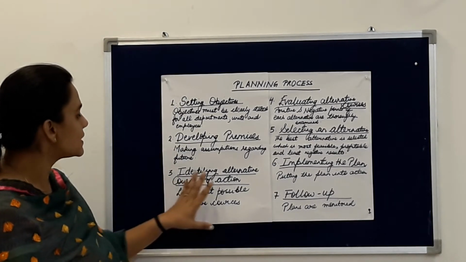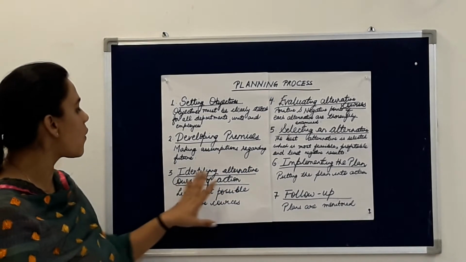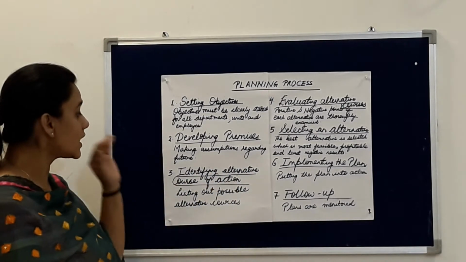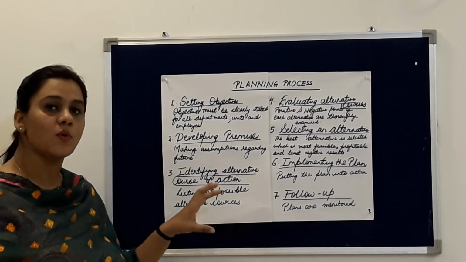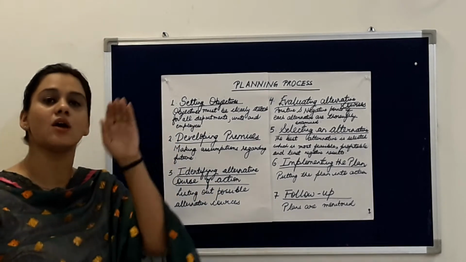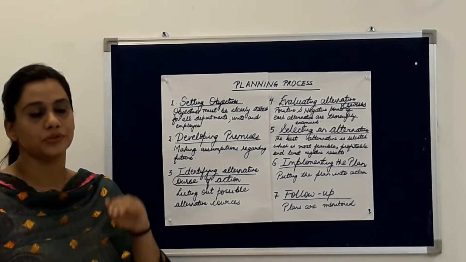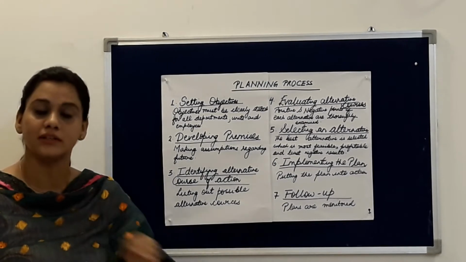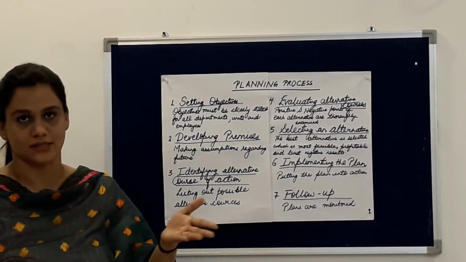Then the third step is identifying alternative courses of action. Identifying alternative courses here means listing down the various courses of action, or you can say listing down the various alternatives, or you can say the choices.